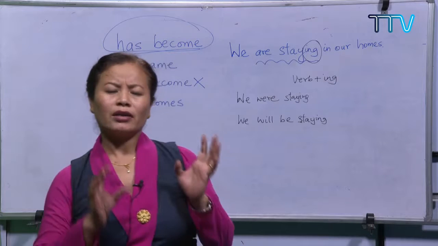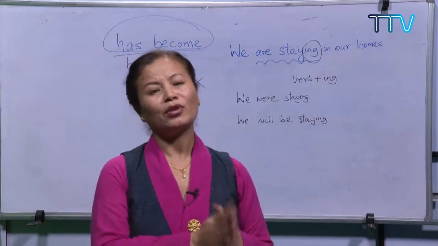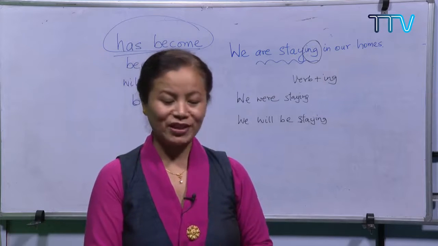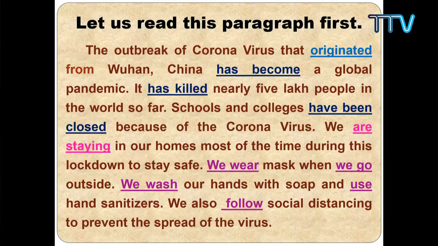So my reason, motive behind stressing on this is just to help you remember the importance of subject-verb agreement, right? So let us again look at the sentence. We wear masks when we go outside. We wash our hands with soap and use sanitizers. We also follow social distancing. Here follow is written because we is a plural subject. So follow is a plural verb. I follow, right? He follows, she follows social distancing to prevent the spread of the virus, right?